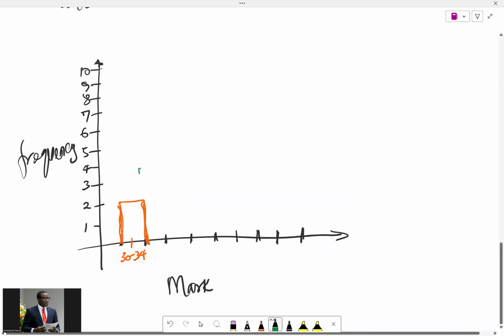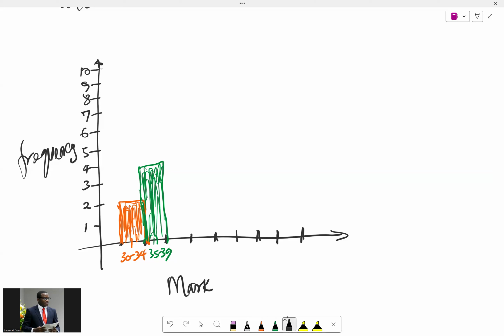So we have, so histogram, right? There's no need to have a gap. So this one can just continue from the next line. Okay. So we have 35 to 39. Okay, I guess we can shade all that, right? 35 to 39. That's 4. Then we have the next one that is 40 to 44. That's 7. So we can have this.